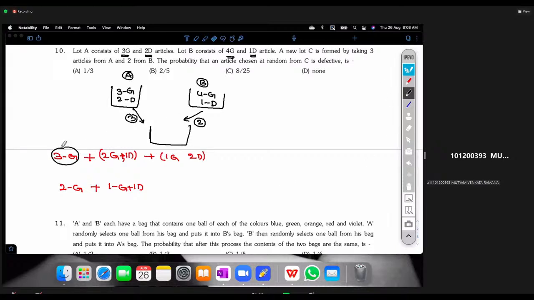Probability of 3 genuine is, it's not 3 out of 5. What is this one? 3C3 out of 5C3. 3C2 into 2C1 by 5C3. 3C1 into 2C2 by 5C3. 4C2 by 5C2. 4C1 into 1C1 by 5C2.